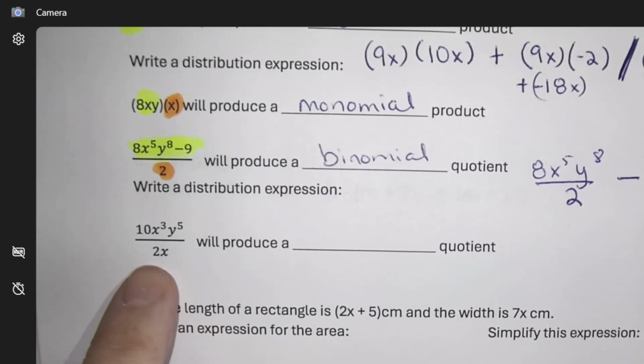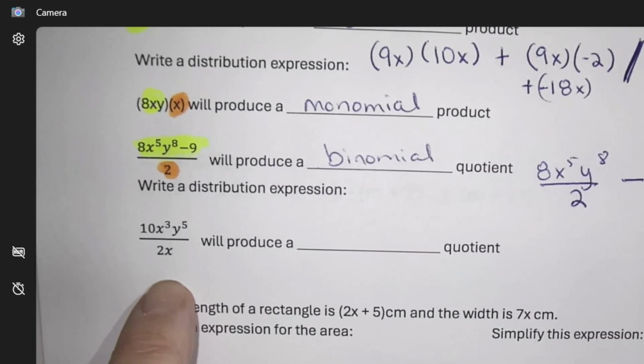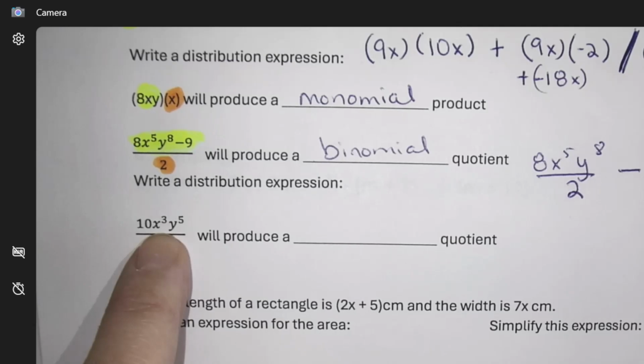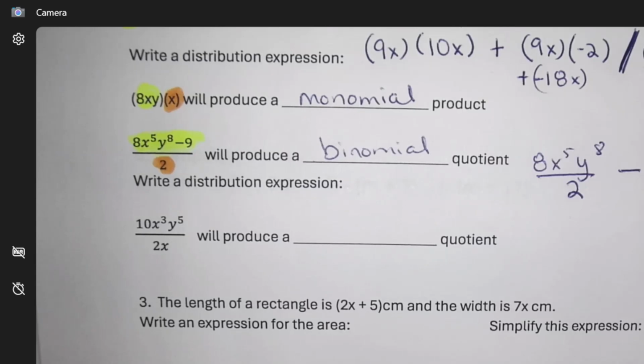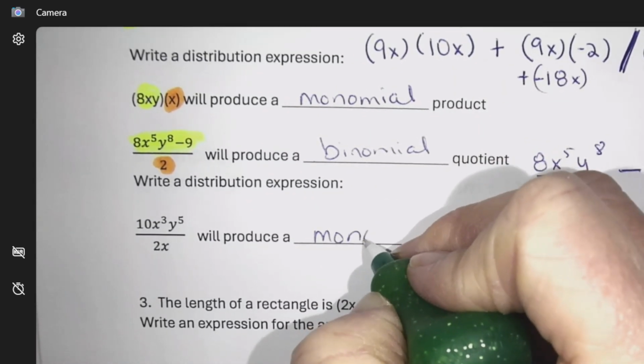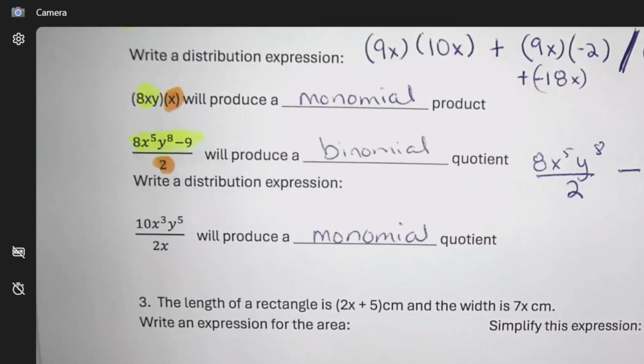Last one. What's on the top here? How many? 1 monomial divided by a 1. What's that going to make? Just 1. Monomial.